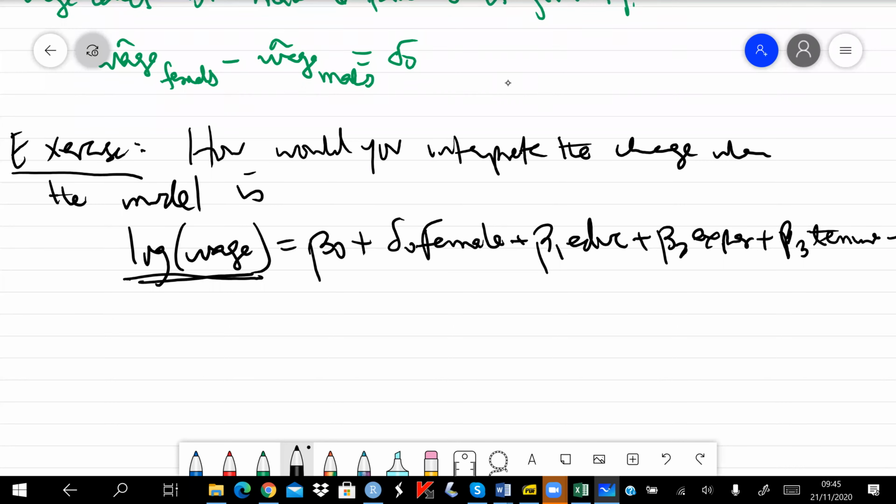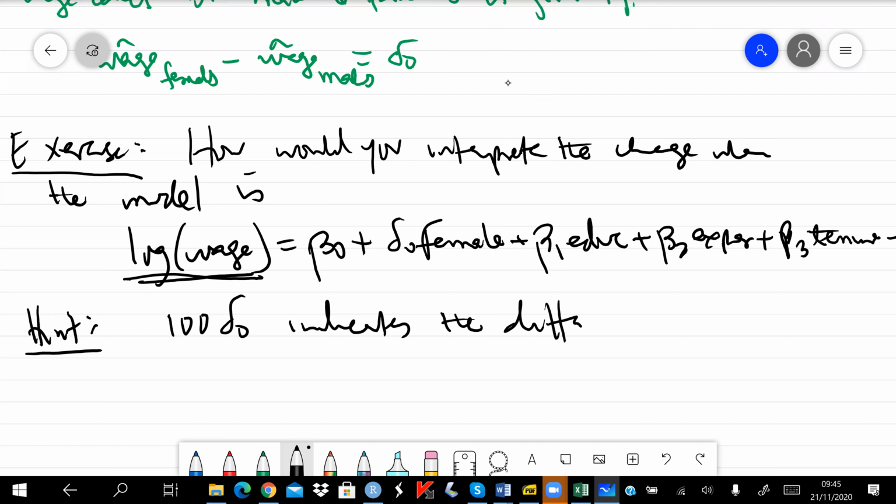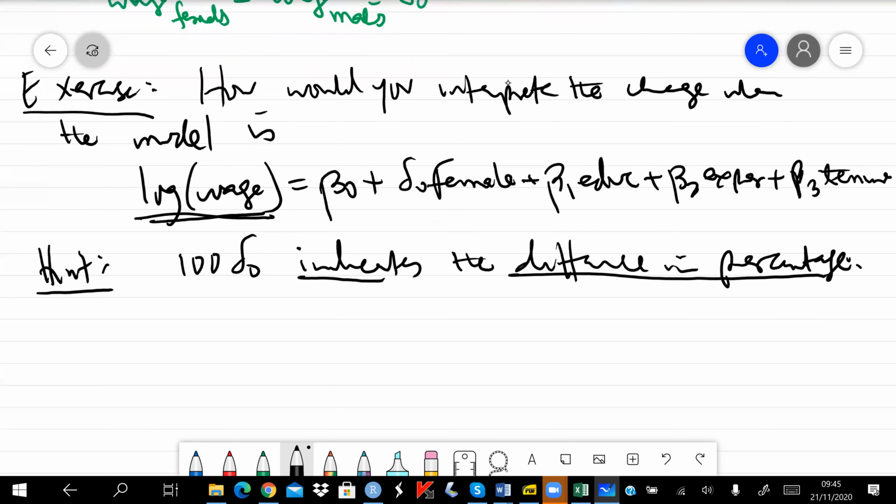It's good for you to note that because we have transformed the left-hand side using logs, then if you take 100 delta naught, so this is the hint. If you multiply delta naught by 100, this will indicate the percentage difference. So it will tell you the percentage difference of the levels of wage for those two groups. So basically that's what we do. This is a log level model. Okay.